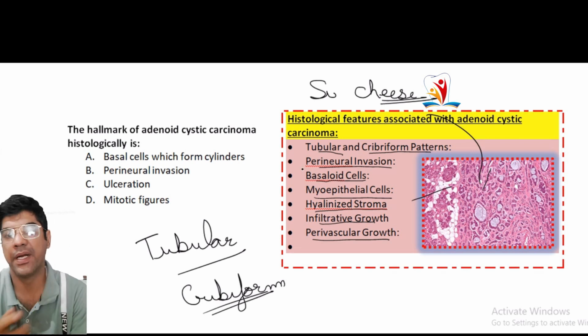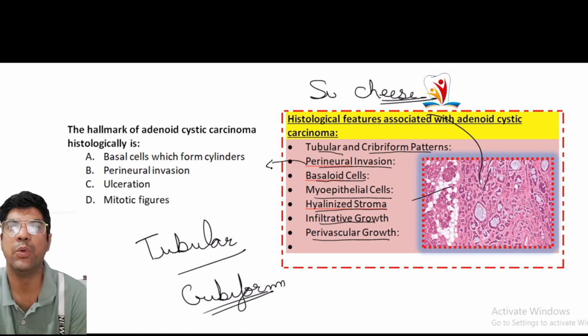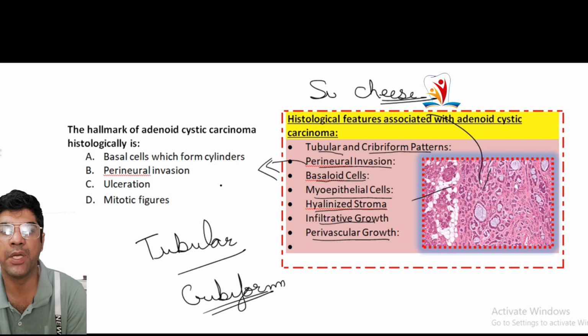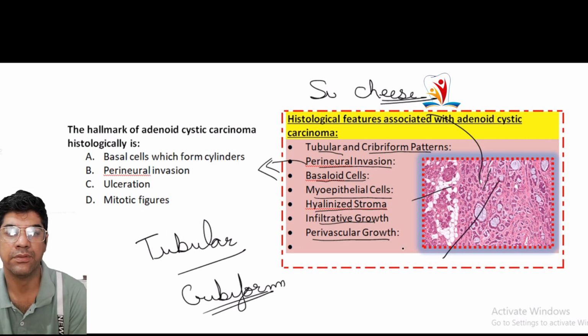Adenoid cystic carcinoma also demonstrates a unique property like perineural invasion, where the tumor cells invade and surround the nerve fibers, which can make the complete surgical procedure challenging. So the most important feature is the typical basaloid cells. These basaloid cells have a dark staining nucleus and minimal cytoplasm.